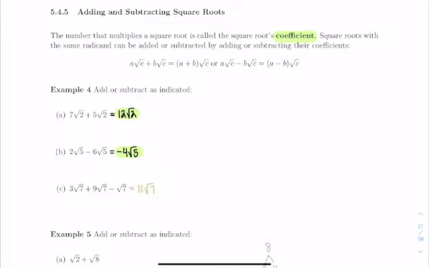3 root 7 plus 9 root 7 minus root 7. So same radicals. 3 plus 9 is going to give me 12, and 12 minus 1 is going to give me 11 square root of 7.